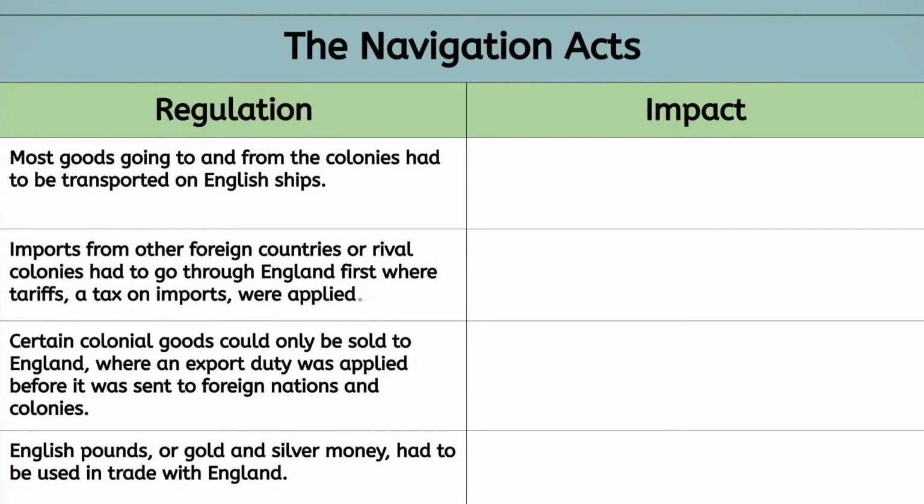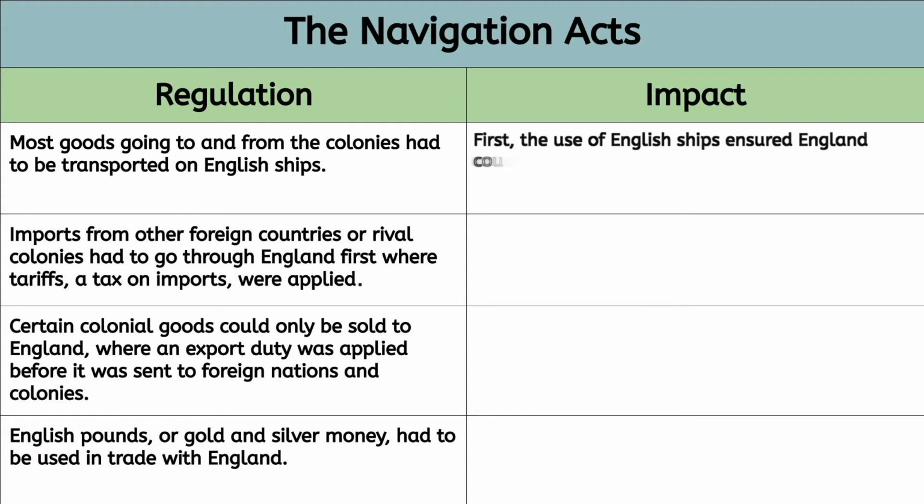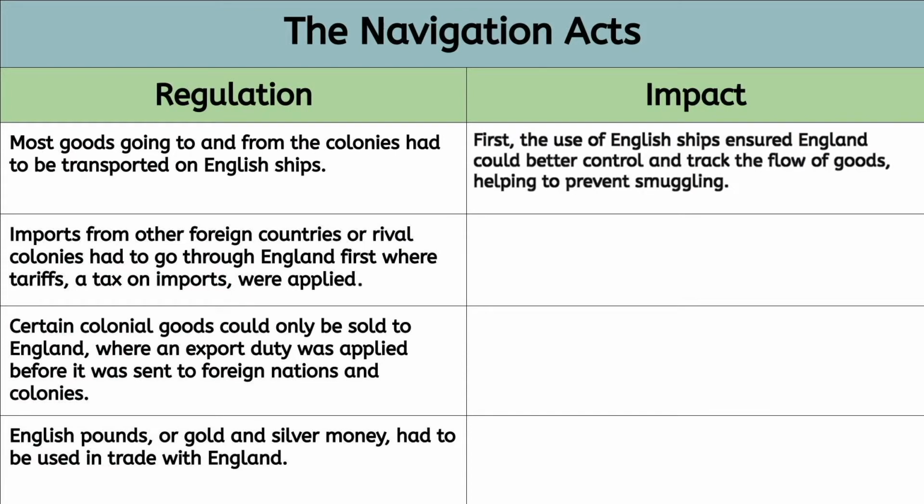How do you think that the Navigation Acts impacted who benefited from mercantilism? To answer this question, use the table titled Navigation Acts in Section 2 of the guided viewing. First, the use of the English ships ensured England could better control and track the flow of goods, helping to prevent smuggling.